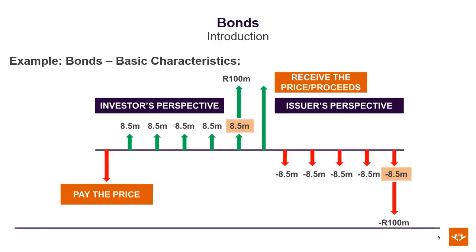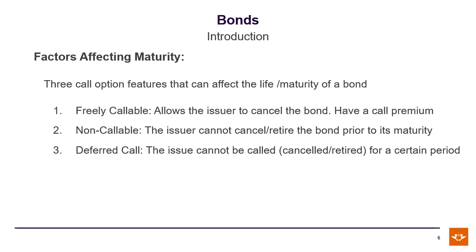Now we're going to look at the different factors that can affect various aspects of the bond, and we're going to start with maturity. Now the maturity of the bond is the term that is outstanding, and the feature that can affect the life or maturity of the bond is a call option. A call option gives the issuer the right to buy back the bond from the investor under certain conditions and by a specific time.